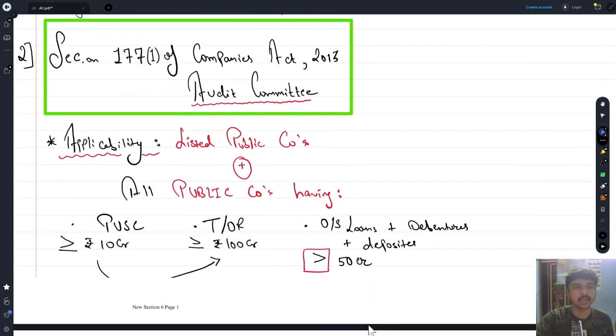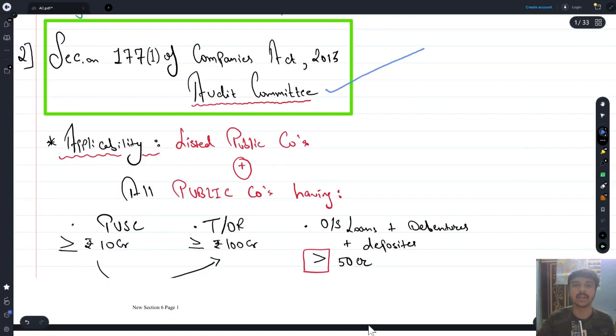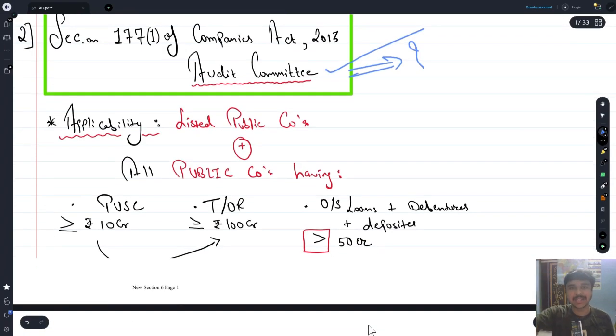Just quickly, let's go to section 177(1) of Companies Act 2013, Audit Committee. Now to whom is this applicable? Companies Act states the very first thing it is applicable to is the listed public companies. Listed public companies are going to get involved in every act of this Indian land. Every act that is applicable in India, listed companies are going to be covered in it. So section 177(1), which talks about audit committee, is applicable to listed companies.